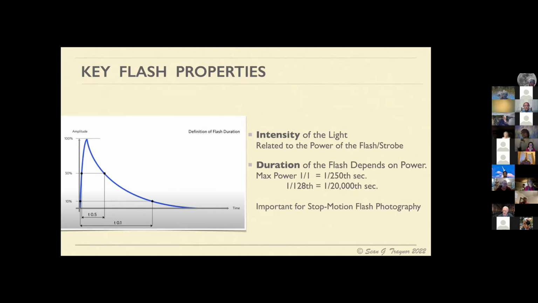On the other hand, if we drop the power of the flash down to 1/128th of the power, the duration of the flash is a fraction of that. It is, in fact, 1/20,000th of a second. And we'll see in a little while why that's important in so-called stop motion flash photography. So here we are talking about the intensity of the flash and the duration of the flash.